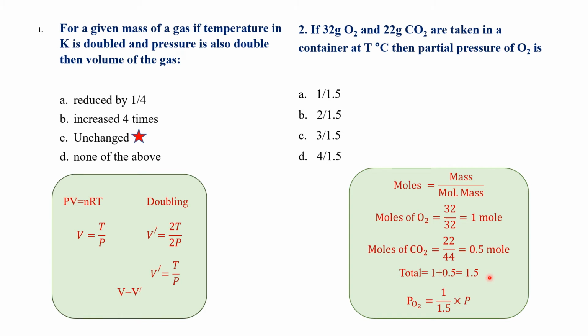Now mole fraction has a formula: moles of that component divided by total moles present in the mixture. So we want to calculate the partial pressure of oxygen, so here we will calculate the mole fraction of oxygen multiplied by total pressure. So 1 by 1.5 multiplied by P is the answer. So option A is the correct answer.